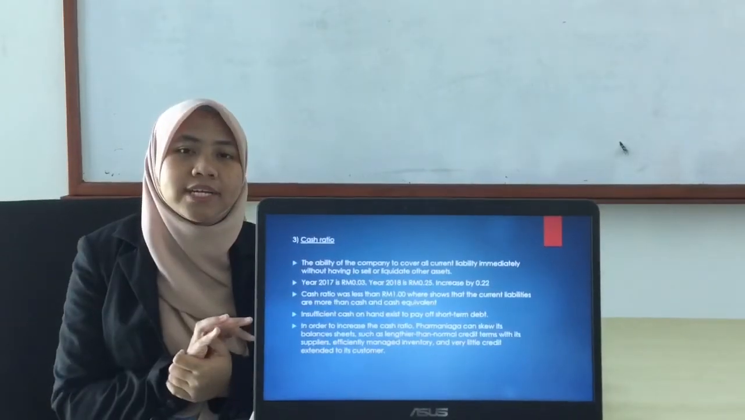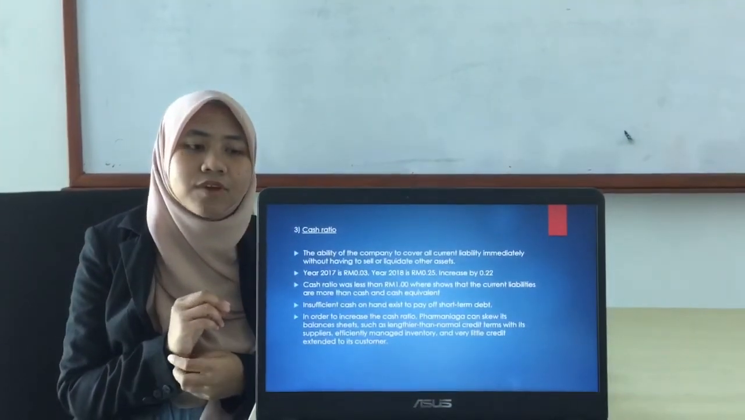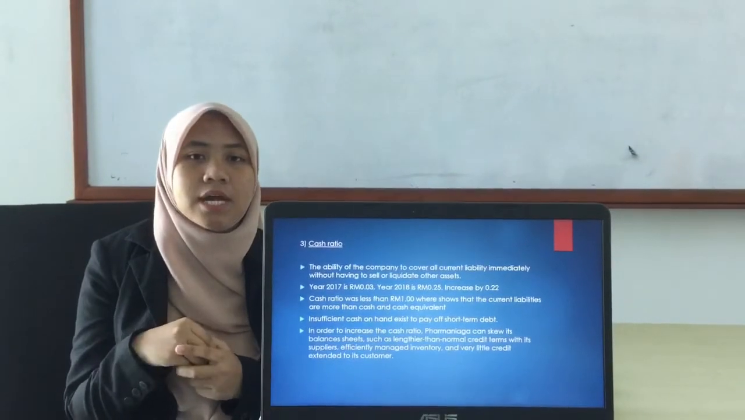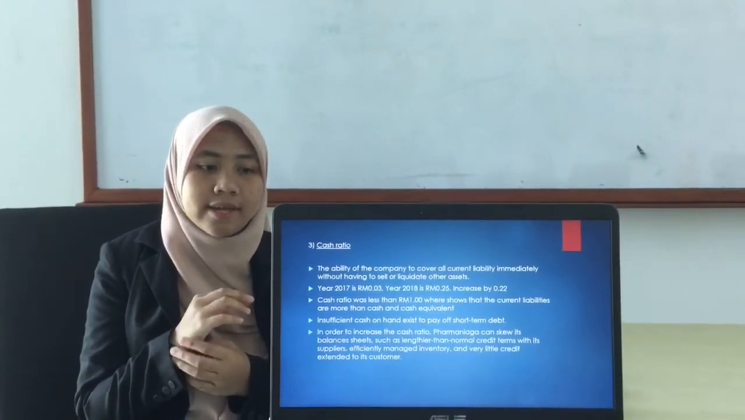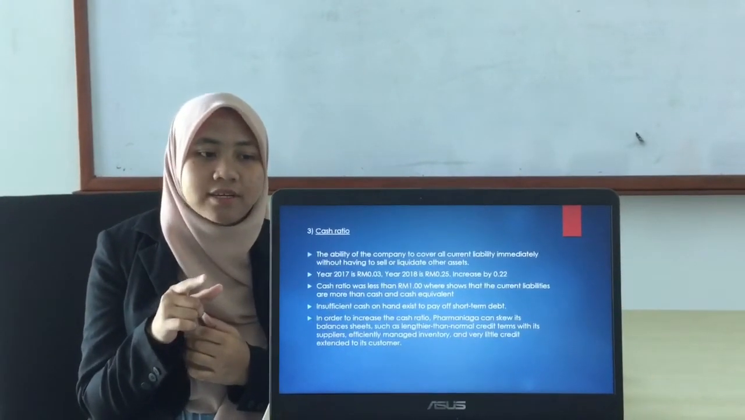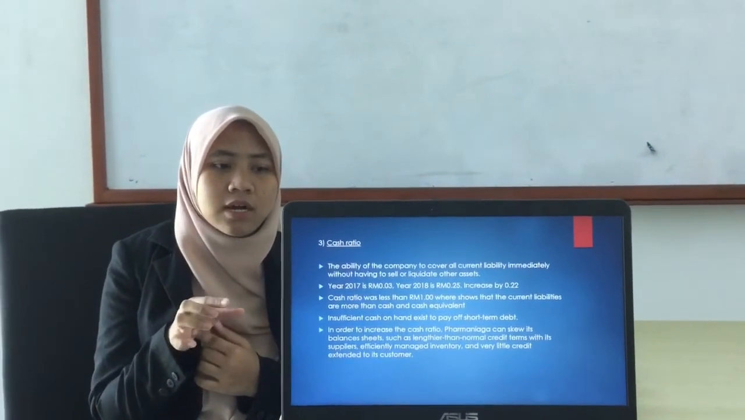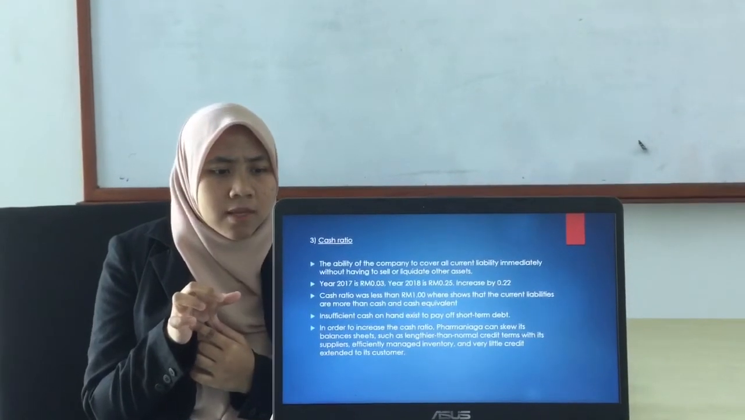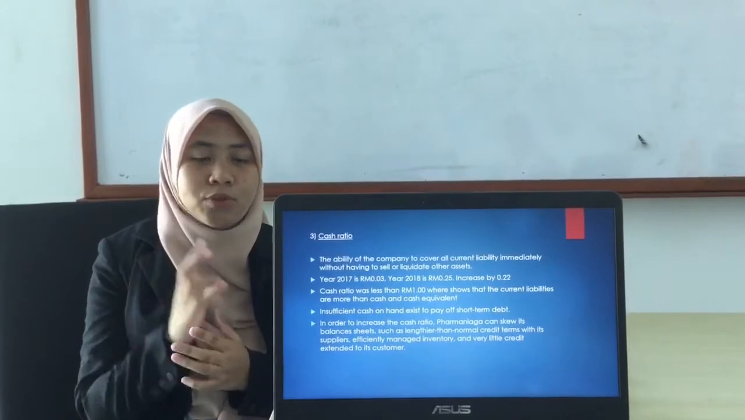The last ratio under the liquidity ratio is the cash ratio. The cash ratio can be defined as the ability of the company to cover all current liabilities immediately without having to sell or liquidate its assets. For Pharmaniaga in 2017, the cash ratio is RM 0.03, but in 2018 it is 0.25, an increase of 0.22.